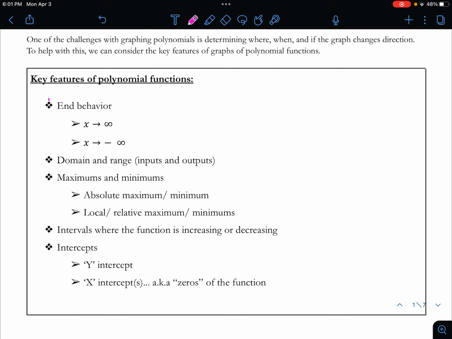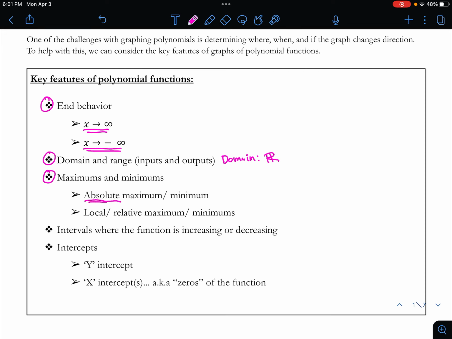The first most important thing to think about is the end behavior of the function. What happens as x goes to infinity? What happens as x goes to negative infinity? Then we want to think about the domain and range. The domain for all polynomials is all real numbers. The range can either be all real numbers or there can be some sort of range restriction. Then we want to think about, does the polynomial have any maximums or minimums?